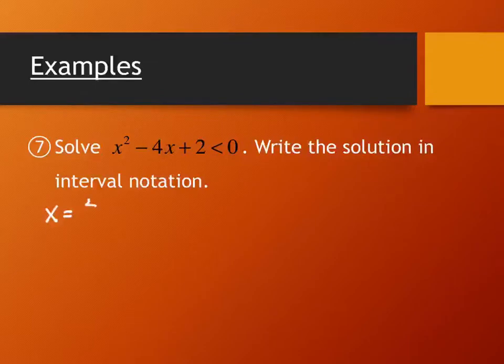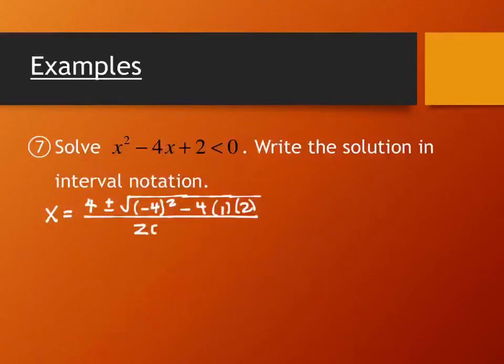So x equals -b, so if b is -4, I've got +4, plus or minus the square root of b squared, which is -4 squared, minus 4, a is 1, times c is 2, all over 2a, which is 2 times 1. So I have 4 on the outside. Underneath the radical, we have 4 squared, which is 16. And at the end, 4 times 1 times 2 is 8. So I have 16 minus 8, which is 8, all over 2.